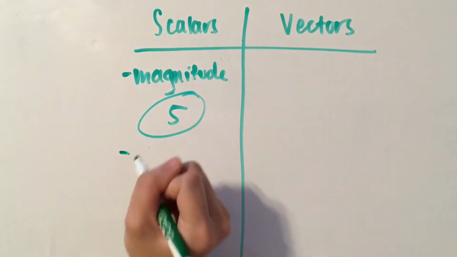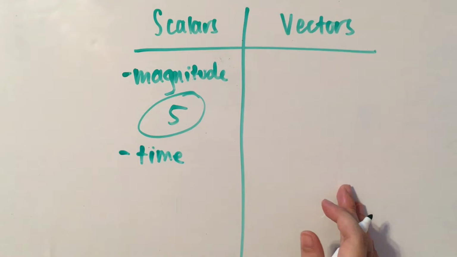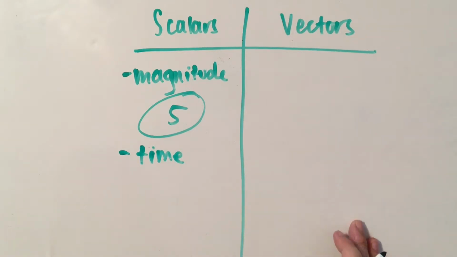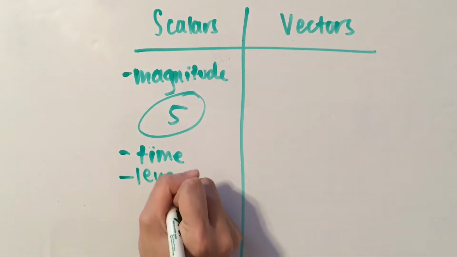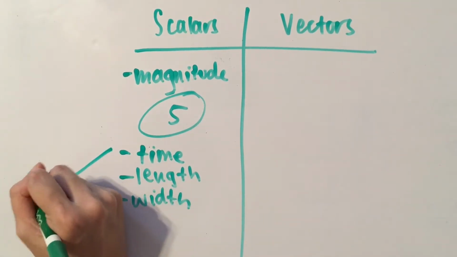So examples of scalars would be time, because you don't need to specify a direction since we can't go back in time, and we have length and width. So these are all examples of scalars.